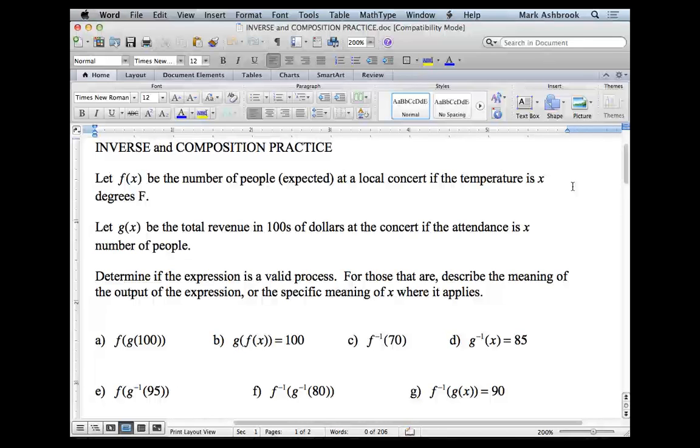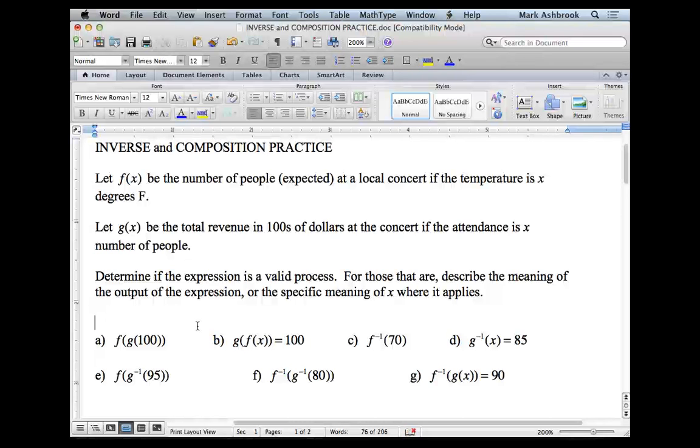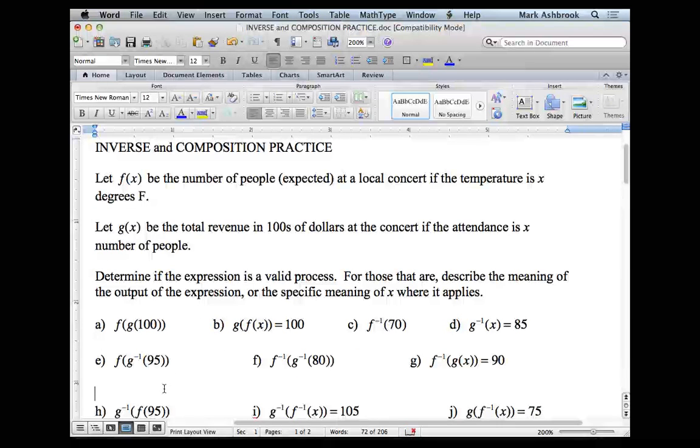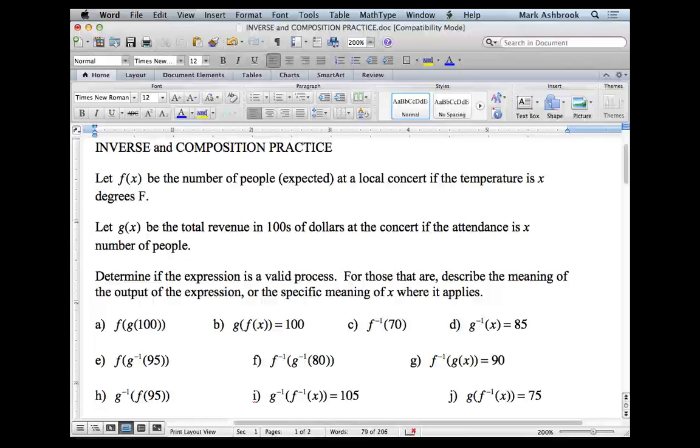Okay, again, you might start by identifying those quantities that are the input and output of F, of G, of F inverse, and of G inverse, and then see if you can figure them out. Okay, this is really good practice to see if you understand inverse and composition. Go. Some of them work, some of them don't. For the ones that work, explain the meaning. For the ones that don't, explain why not. Okay? Great practice.